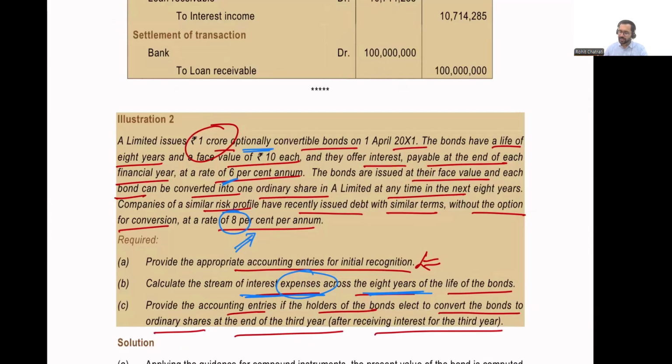The question is, provide the accounting entries if the holder of the bond elects to convert the bond into shares at the end of third year after receiving the interest for the third year. So at the end of 3 years, remember the conversion option did not exist only at the end of the eighth year. The conversion option actually existed at any point in time. The bond can be converted at any point in the next 8 years. And over here, the holders have chosen to convert it at the end of the third year after receiving the interest for the third year. All right.